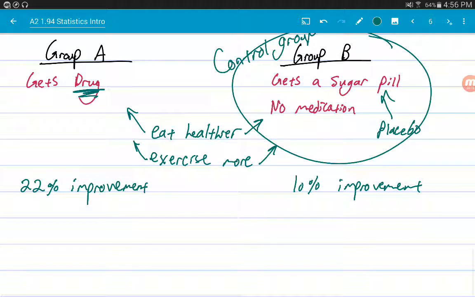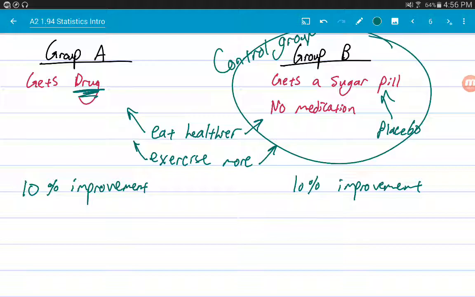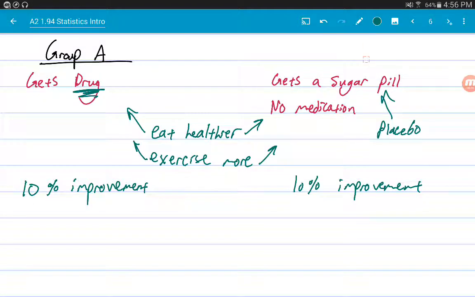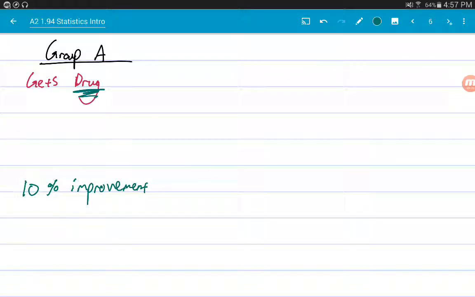So we could say, for instance, that the difference, 22 minus 10, we see a 12% difference above what a placebo would provide. So that does imply that it does work. These could very well be about the same. This could be about 10 or 11%, and then we could say that the drug does not work. Whereas if I hadn't given these people here, and we only get part of the picture, you see, gets drug, 10% improvement. And you would never get that the drug wasn't the thing that was doing it.